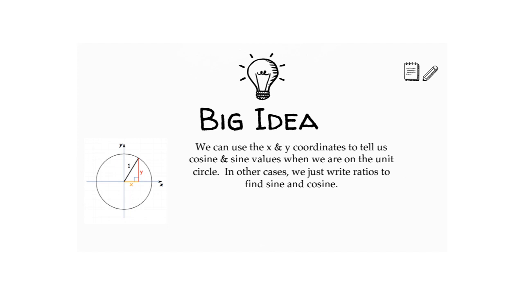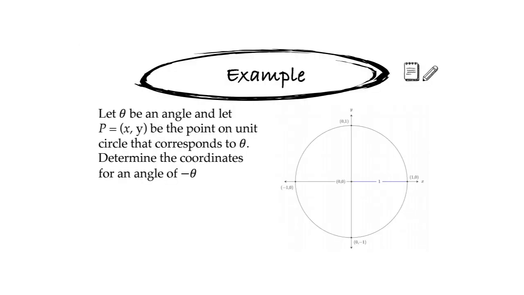For a quick summary of the video up to this point, we can use x and y coordinates to tell us cosine and sine values when we're on the unit circle, and in other cases, we just write ratios to find the sine and the cosine. Let's start to take a look at some different properties of sine and cosine.